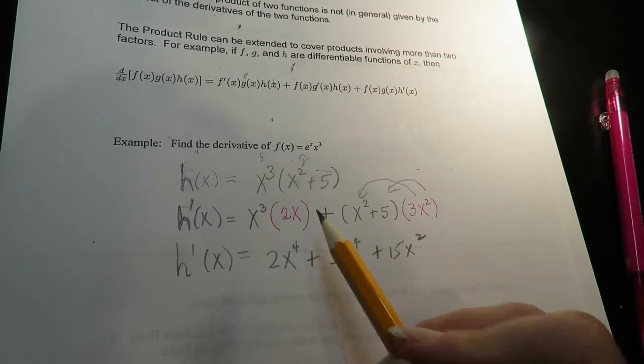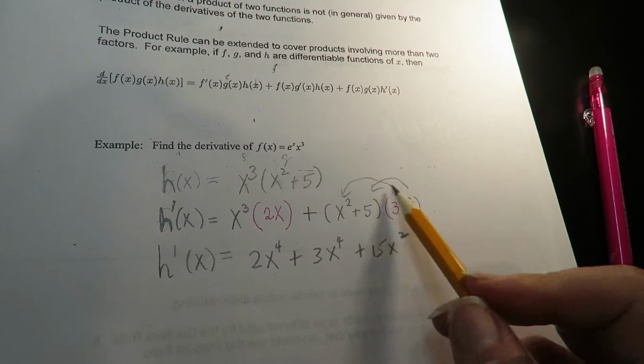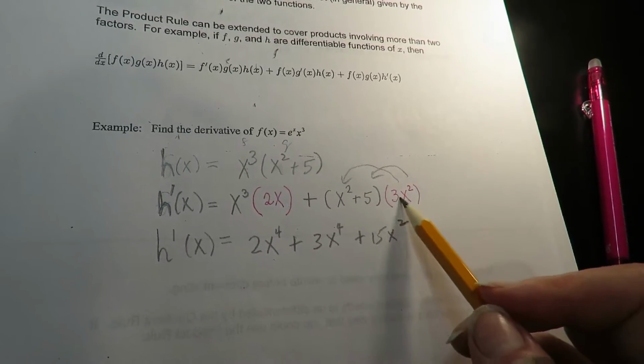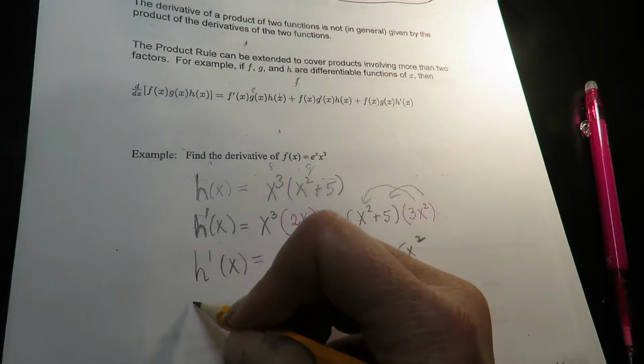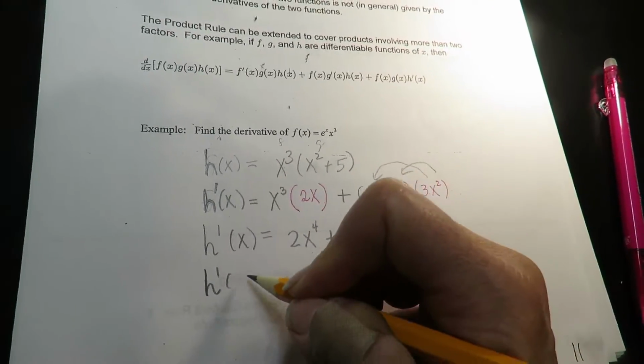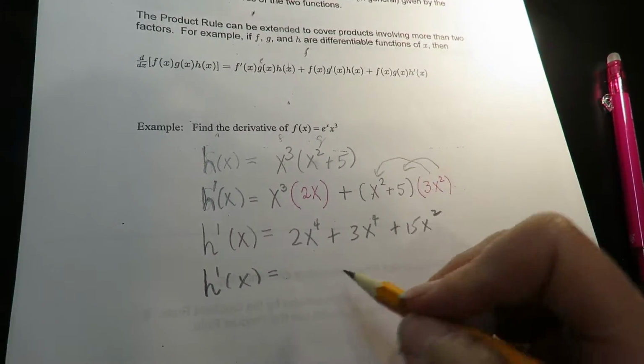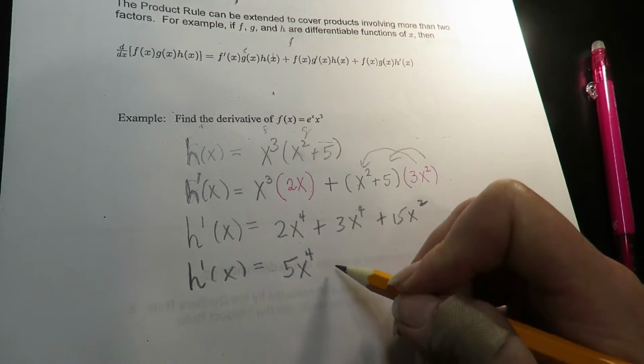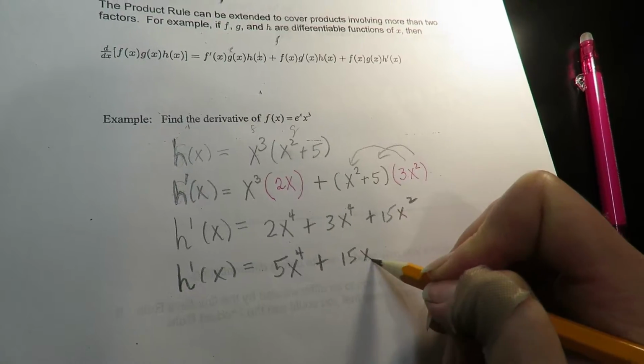Alright, so I combine this. This is 2x to the 4th. My brain just wanted to distribute it this way. Whichever way you do it is fine. You're going to get the same answer. Okay, 5x to the 4th plus 15x squared.